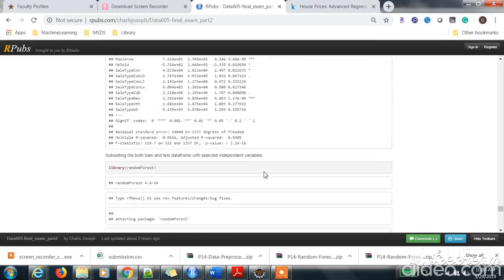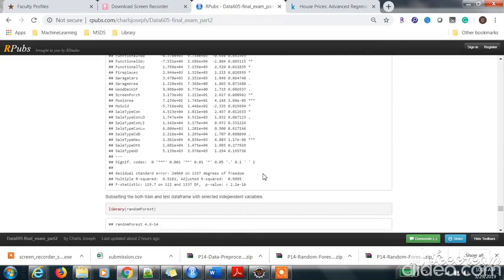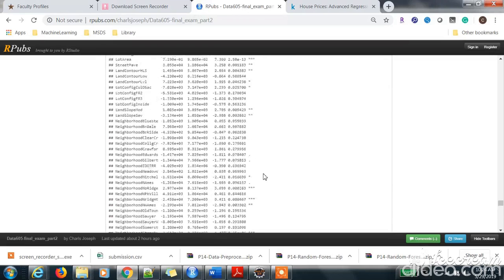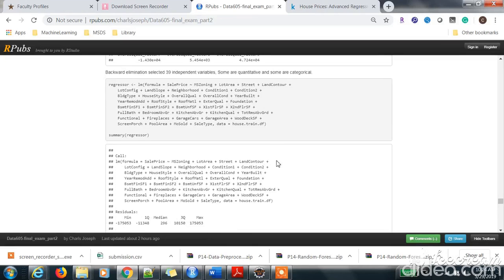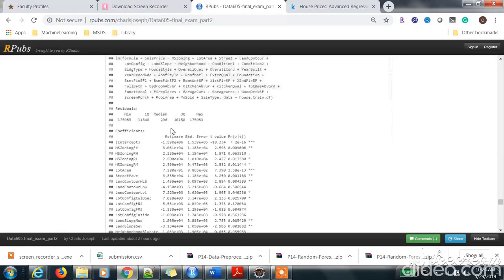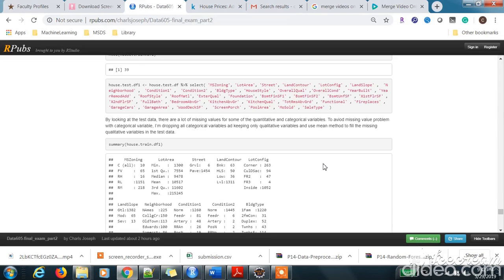Okay, so the backward elimination selected around 39 independent variables, which cover both quantitative and qualitative. So there are a lot, again 39. Out of the 39 explanatory variables, we still need to reduce some more independent variables, because this is more.